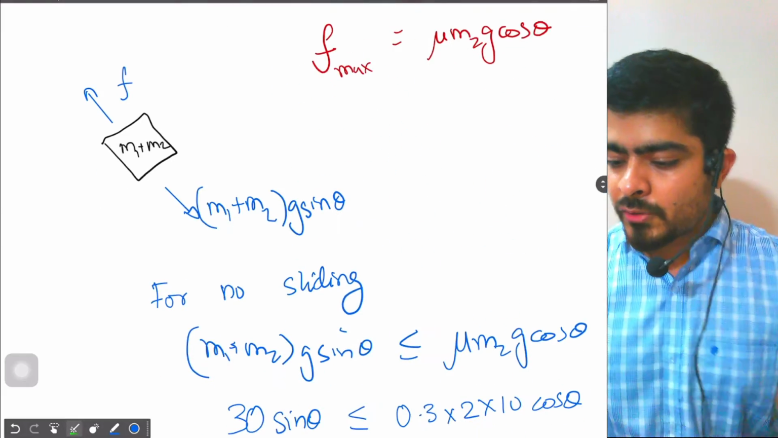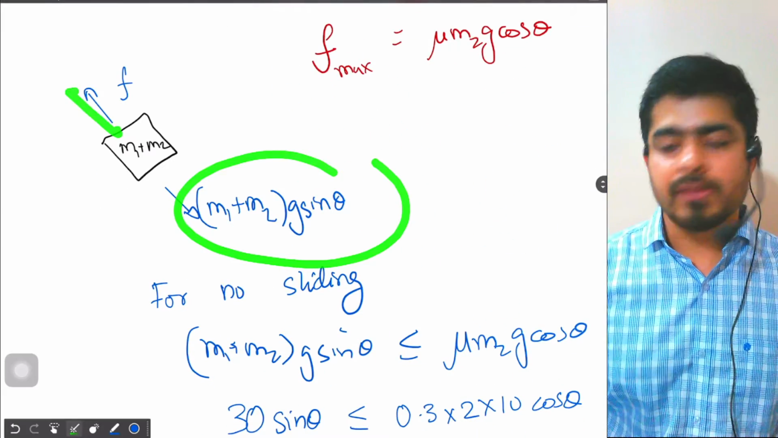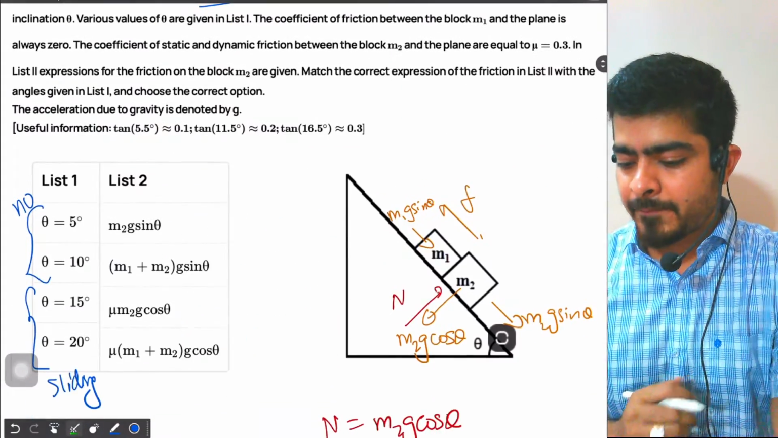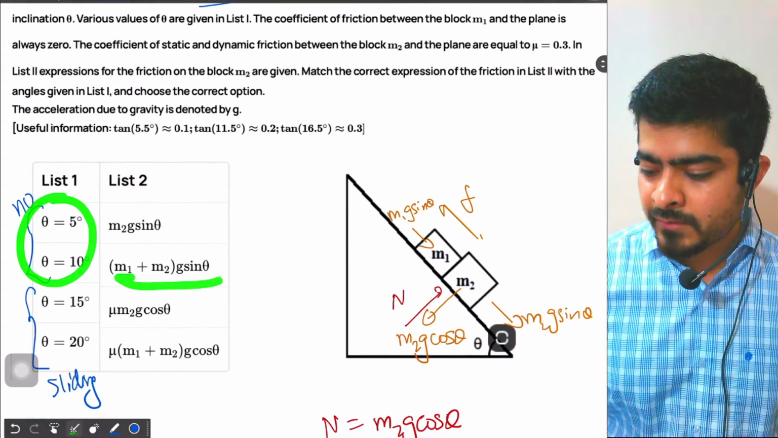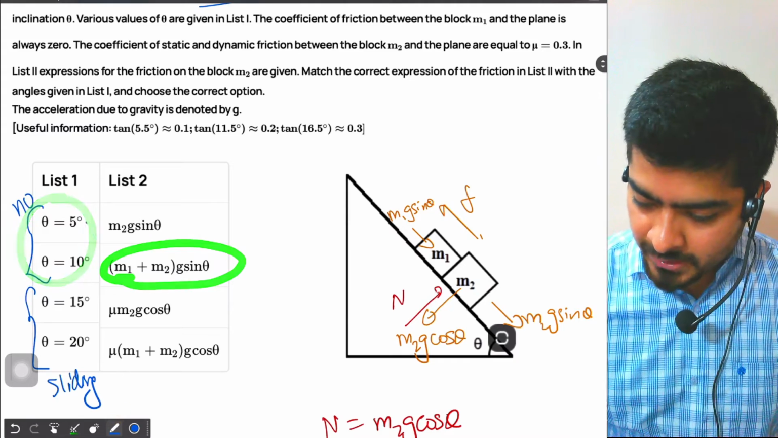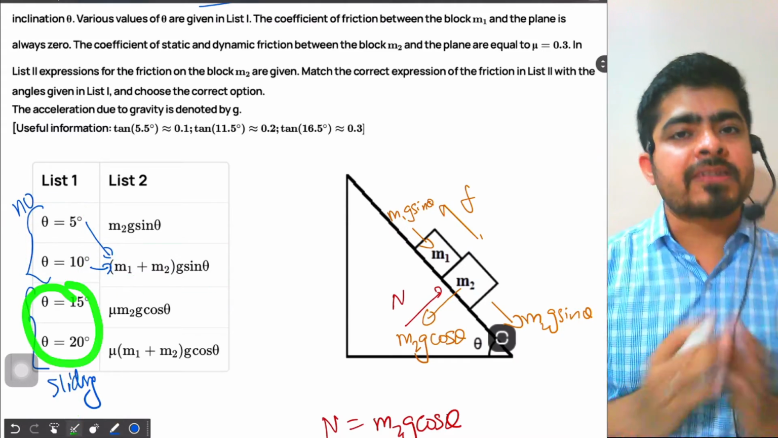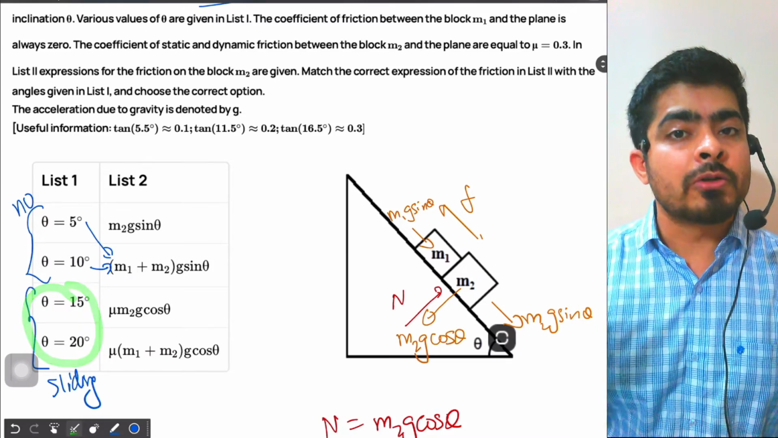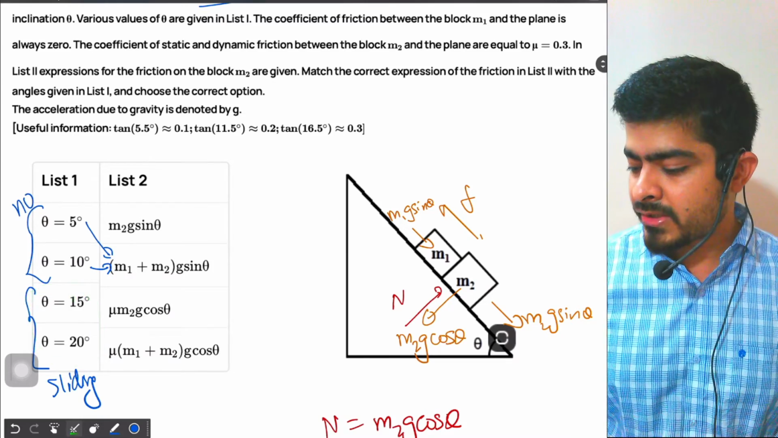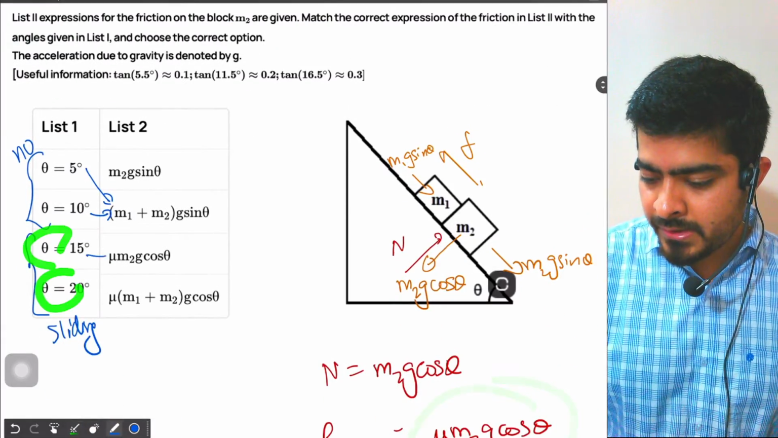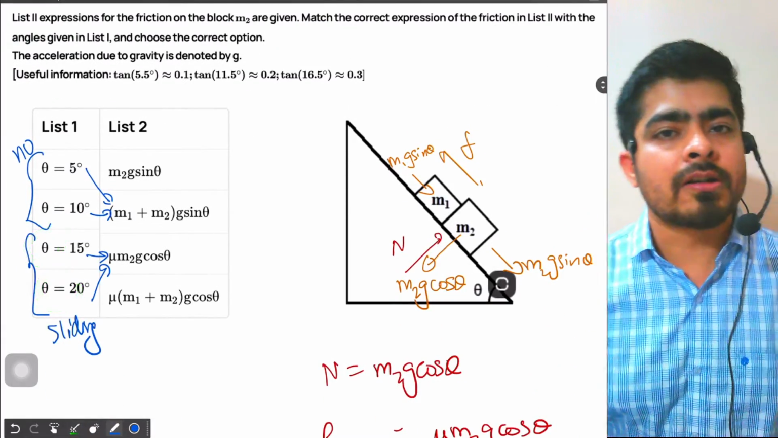So for the no-sliding cases the friction will be static. Friction should balance this force, so friction will be equal to (m1 plus m2) g sin theta. So for these two cases friction will be (m1 plus m2) g sin theta. So I can match like this. And for these two cases friction will be kinetic, so that will be equal to mu m2g cos theta, the maximum friction, right? So for these two cases the friction will be like this. So this is your matching of the columns.